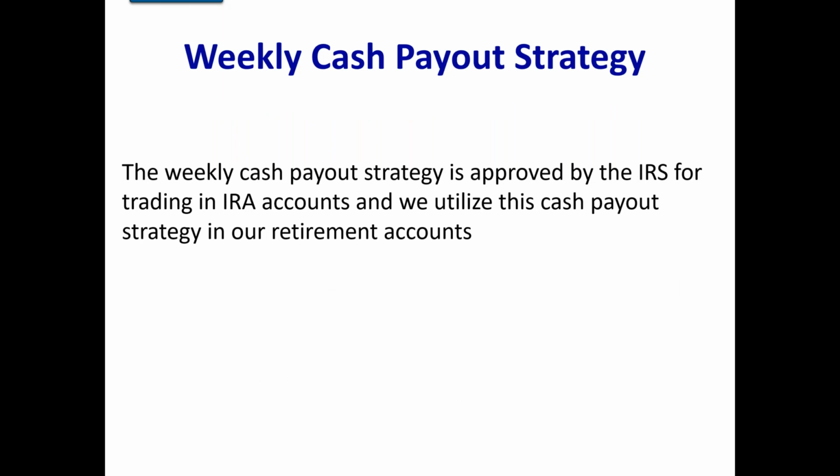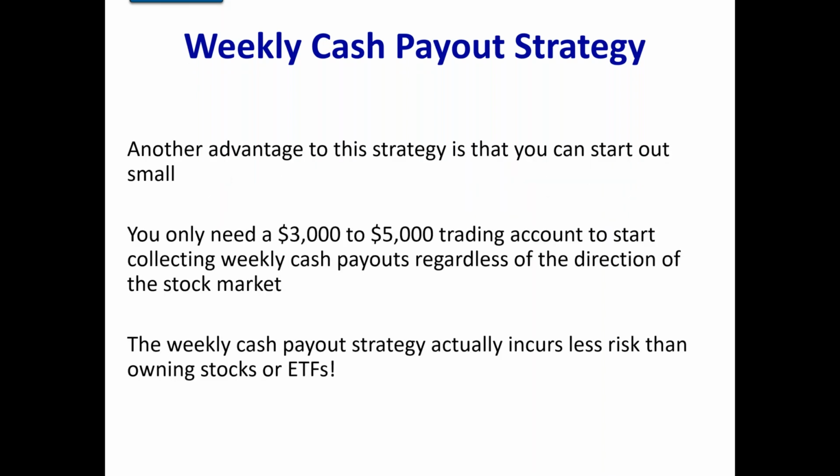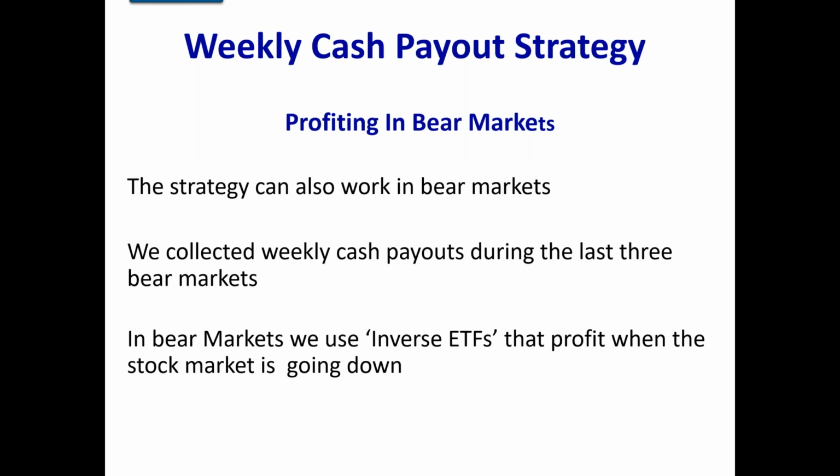As I mentioned, this strategy is approved by the IRS for trading in IRA accounts, and we actually trade this cash payout strategy in our retirement accounts. You can start out small with this strategy. You need $3,000 to $5,000 to start collecting the weekly cash payouts. And the weekly cash payout strategy actually incurs less risk than owning stocks or ETFs, and I'll show you an example of that. The strategy works well in bear markets.